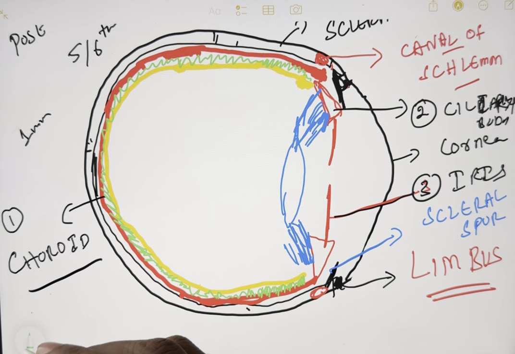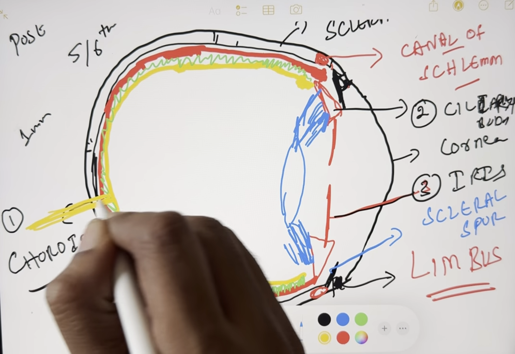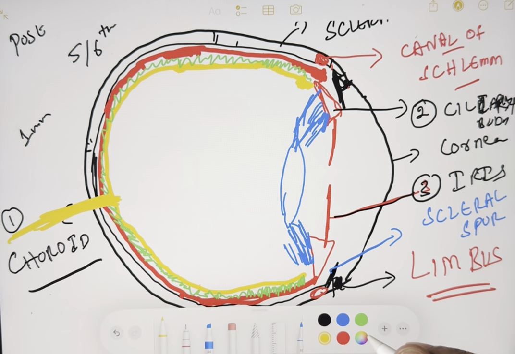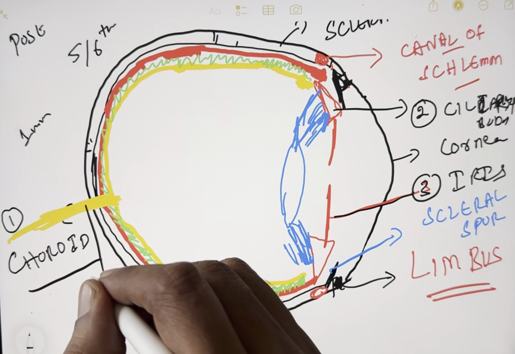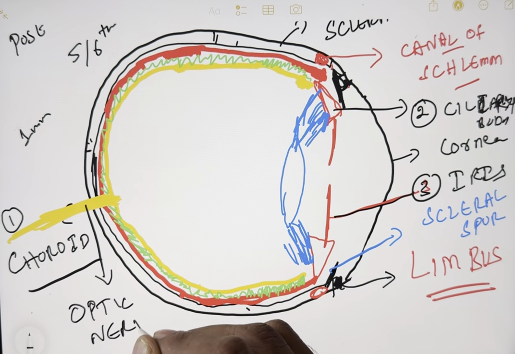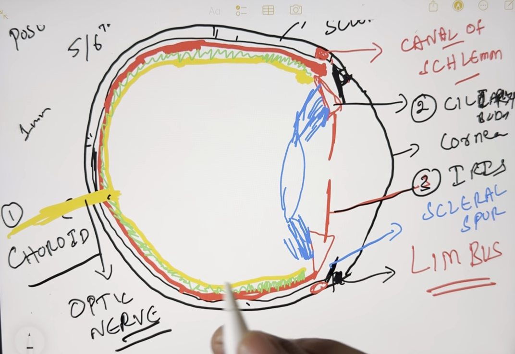Now, in that inner nervous layer of the retina, the third layer, the ganglion cells form axons, and these axons form a nerve. This is the optic nerve, or the second cranial nerve. It originates from the retina. It is known as the optic nerve.